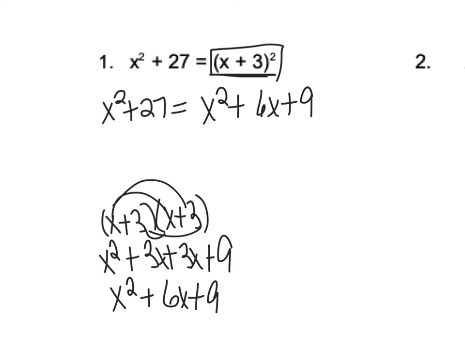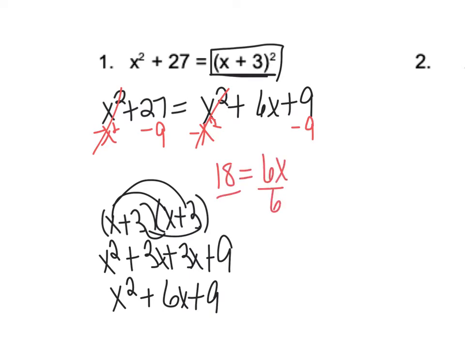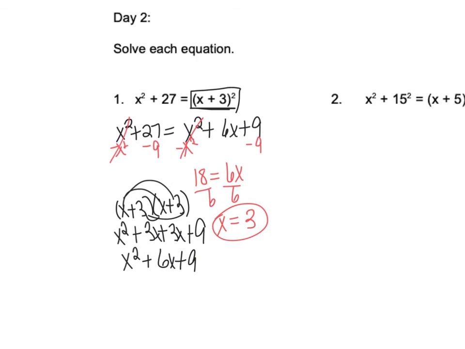Okay, so now our goal is to get x all by itself, so I'm going to go ahead and subtract x squared from both sides. That's going to get rid of my x squareds. Then I'm going to subtract my 9 from both sides. 27 minus 9 is 18. And then I just have 6x left over here. If I divide out my 6, I get that x equals 3. See, it's not so bad.